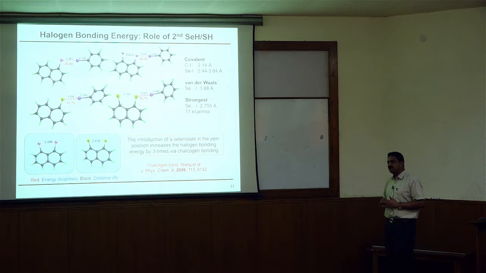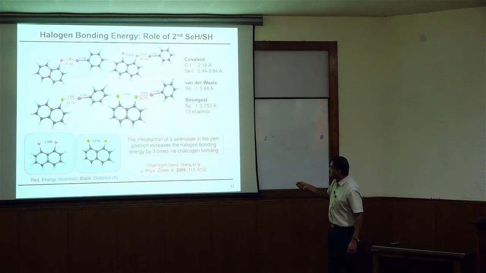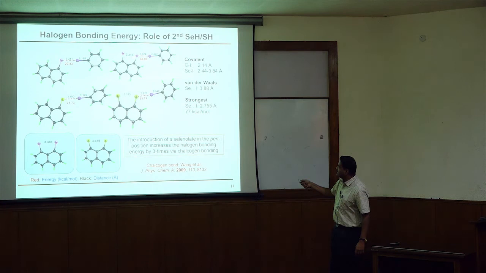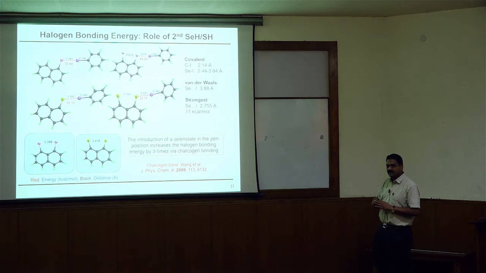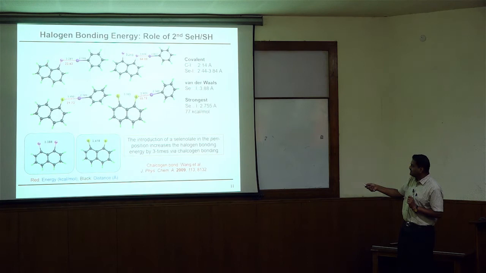And then when we carried out similar calculations with these compounds where there is an additional selenium or sulfur, you can see almost a 3 times increase in the interaction energy here. The strength of the halogen bonding increases dramatically by introducing a group here. And we know in the naphthyl system, which is a rigid system, there are peri-interactions, studied in organic chemistry for several years, where the lone pair on this atom interacts with the sulfur or selenium here, which strengthens this halogen bonding.